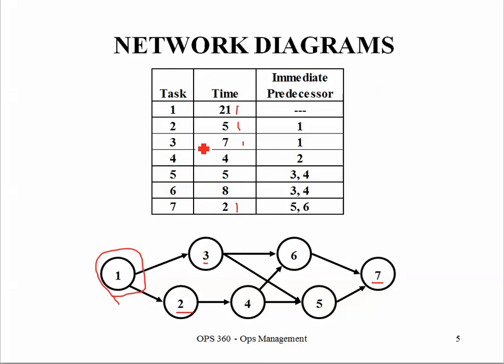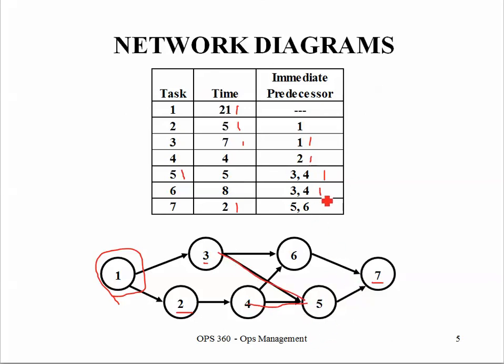Same thing with 3. 3 has an immediate predecessor of 1, which we see here in the arrow. 4 has an immediate predecessor of 2. As soon as 2 is completed, 4 can be started. And task 5 is a little more complicated, and we see that here with 2 arrows coming in. We represent that in this column by saying that 5 has 2 immediate predecessors. 2 things must be done before task 5 can be started, and those are task 3 and task 4. And again, we see that information represented graphically by this arc and this arc.